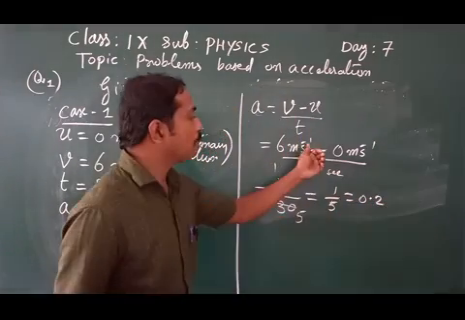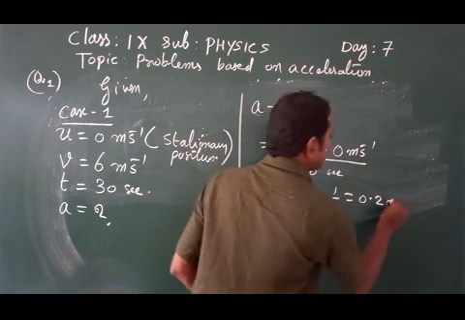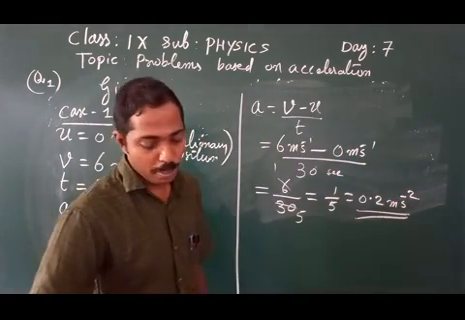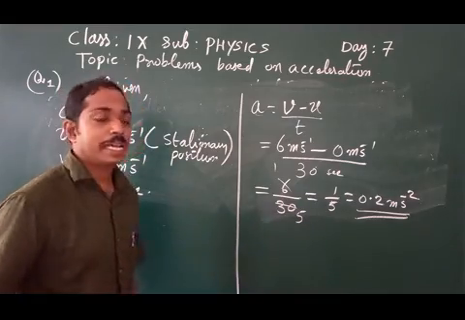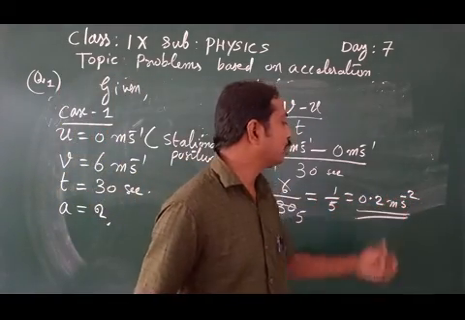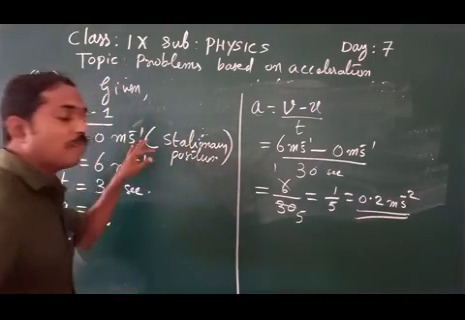What will the unit be? Meter per second divided by second, that is meter second raised to minus 2, or meter per second square. So 0.2 meter second raised to minus 2. This is the acceleration in the first case.